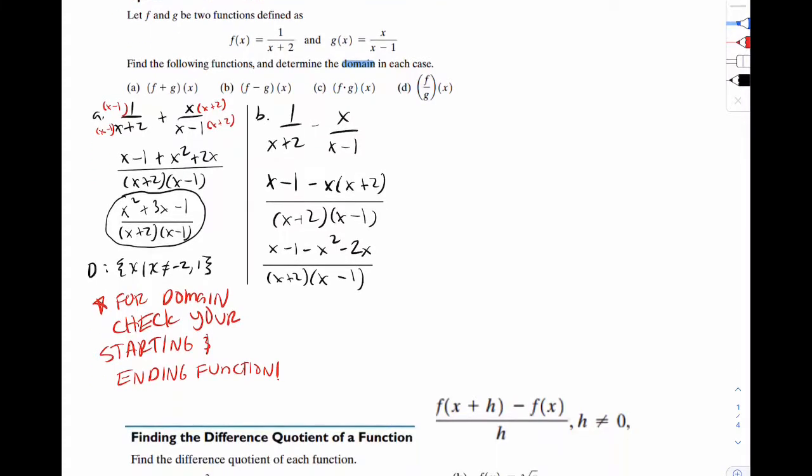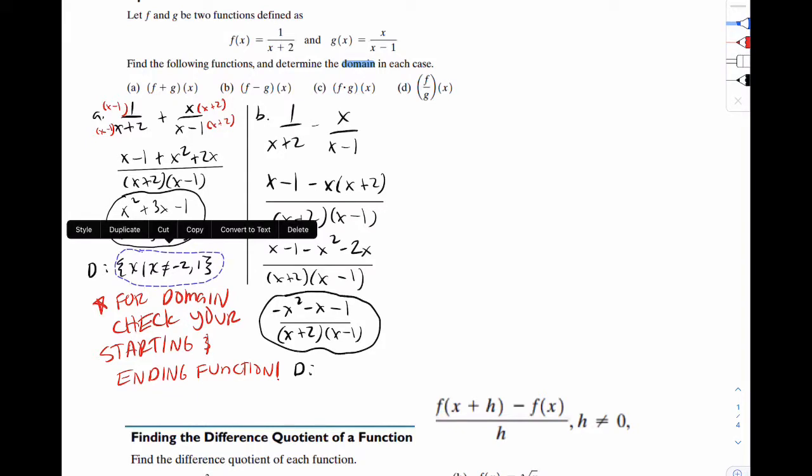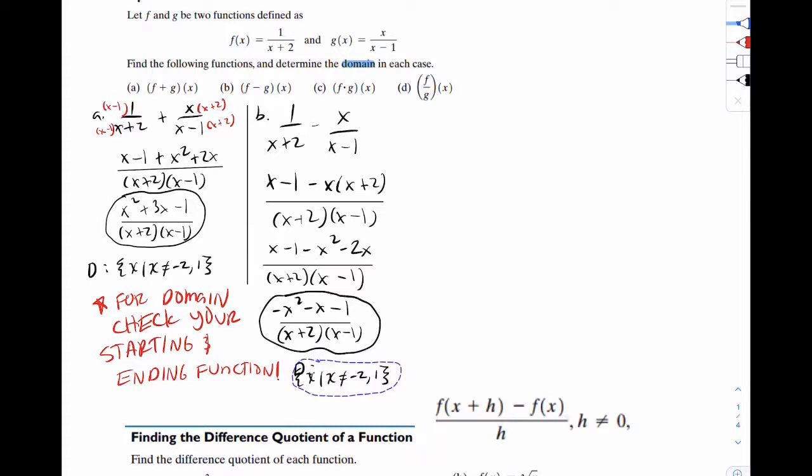And we put it together. That's negative x squared minus x minus 1 all over x plus 2, x minus 1. Now for your domain, notice how the beginning and the end, they pretty much match in terms of the restriction. So I'm just going to grab this thing over here, copy that.